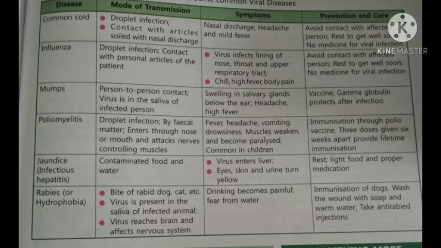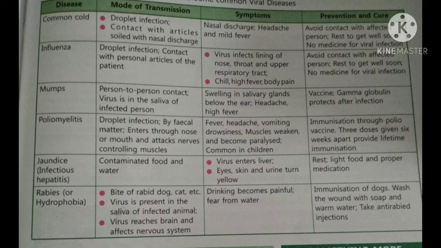Next is jaundice. It is transmitted through contaminated food and water. What is the symptom? It basically infects your liver. It enters into the liver and makes your eyes, skin, and urine yellow during that time. That is jaundice. Prevention is light food and proper medication. These are some measures to cure jaundice.